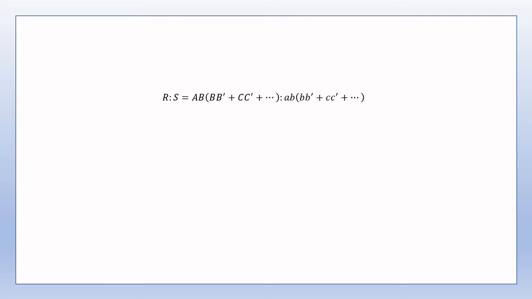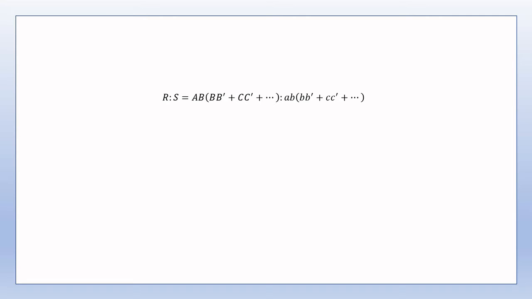AB times (BB' plus CC' plus, and so on) can be thought of as the area of a rectangle with sides equal in length to uppercase AB and BB' plus CC' and so on. And similarly for lowercase ab times (bb' plus cc' and so on). Then since the inscribed polygon and circumscribed polygon are similar, uppercase AB to lowercase ab is equal to uppercase BB' to lowercase bb', and so on. Therefore the rectangles are similar.